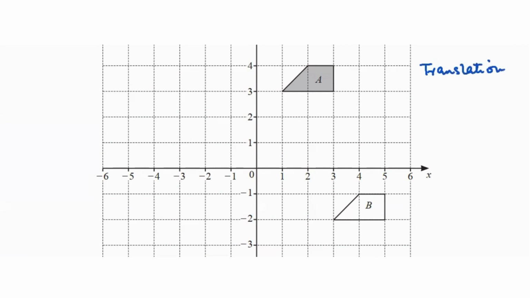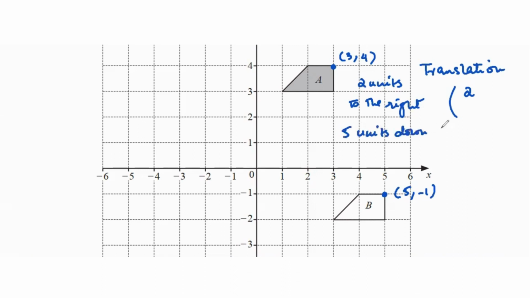Now, to understand what the translation vector is, let's pick the same point on shape A and shape B. On shape A, this point has the coordinates of (3, 4). And on shape B, it has the coordinates of (5, -1). So as you can see, the x value increases by 2, so it moves 2 units to the right. And for the y value, it's decreasing by 5, so 5 units down. So (2, -5) is our translation vector.